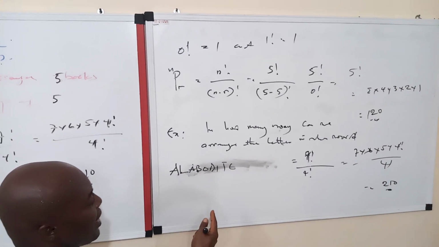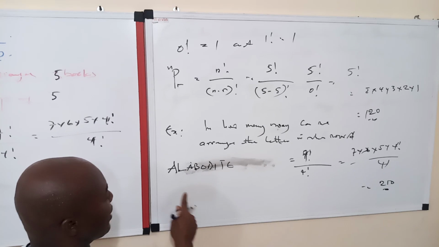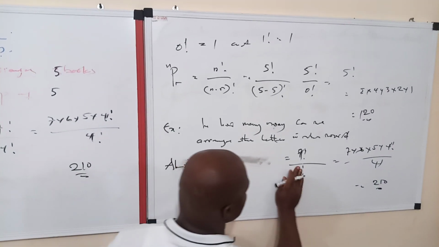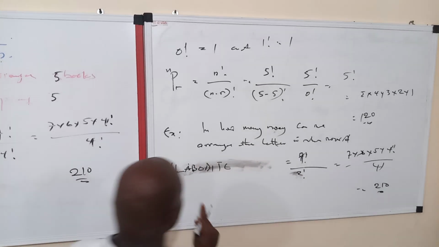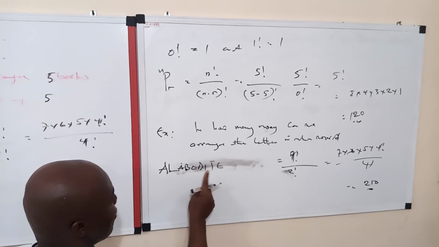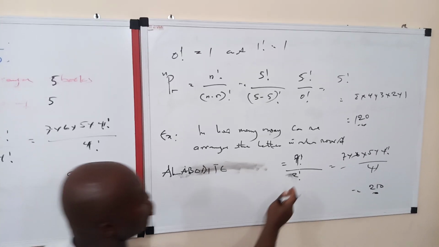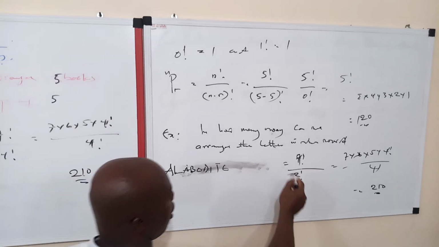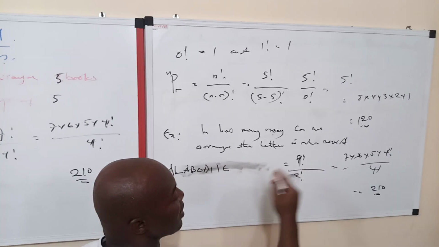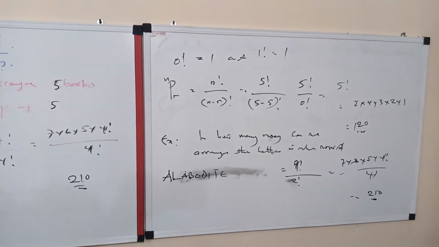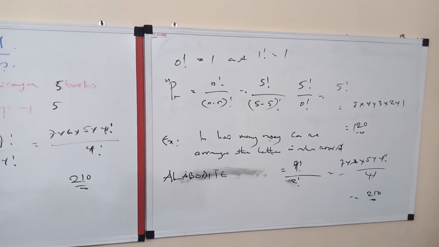Then the alphabets that are repeated, how many are they here? We have AA, which is 2. So in this case, we have just 2 factorial. L is 1, B is 1, O is 1, D is 1, and the rest are 1. So we are only concerned with those that are repeated factorial. So what we're going to have here is 9 times 8 times 7 times 6 times 5 times 4 times 3 times 2 factorial, and that is the answer.